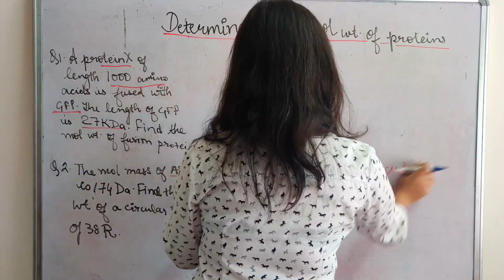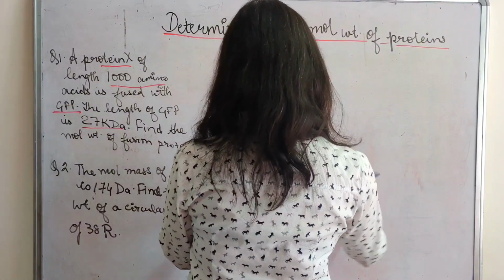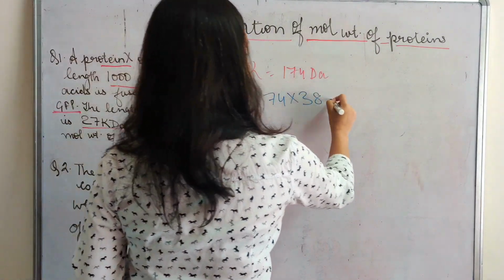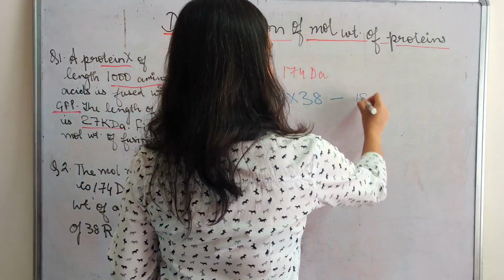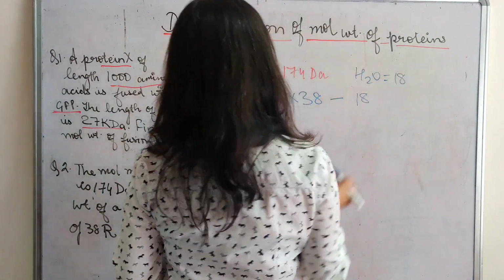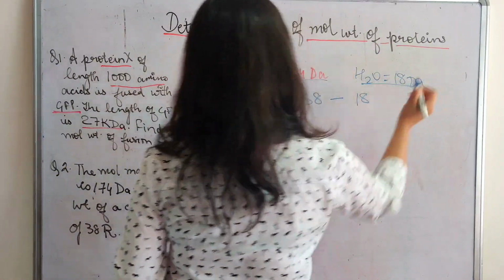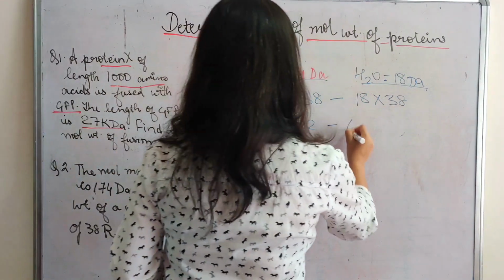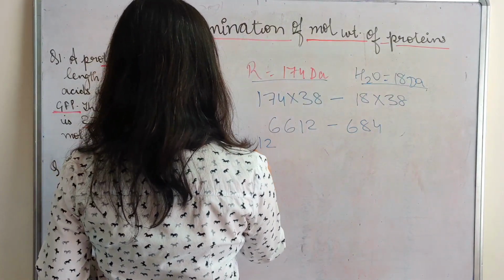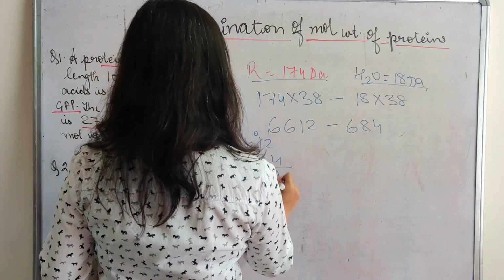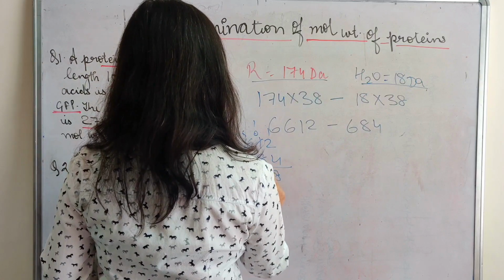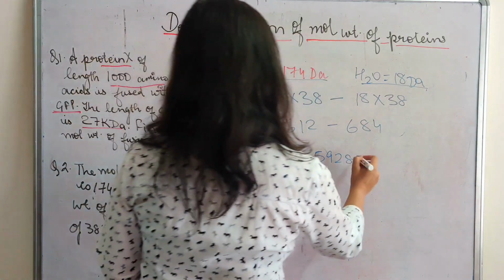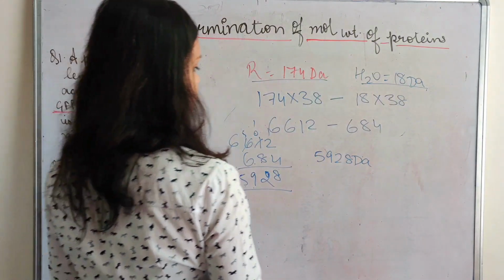It says there is a polymer of 38 arginines. So we'll do it as 174 into 38 minus 18 into 38. Why? Water is 18, and R is 174. Here we get 6612, and here it is 684. So you get 5928 Dalton.